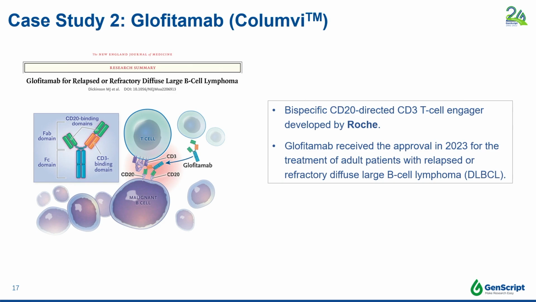The second case study I want to talk about is glofitamab. Glofitamab is actually a CD3, CD20 T-cell recruiter to B-cell tumors. This was developed by Roche. This is a 2-to-1 orientation, and it is used to treat adult patients with diffuse large B-cell lymphoma, or DLBCL.